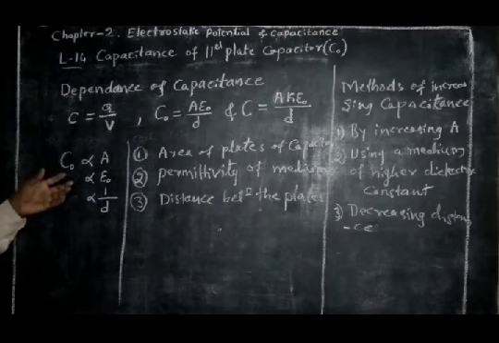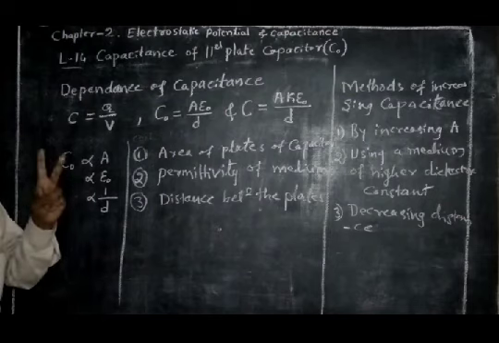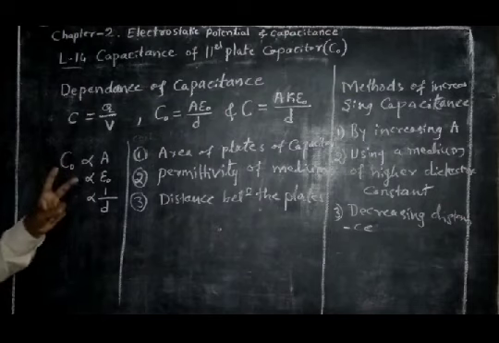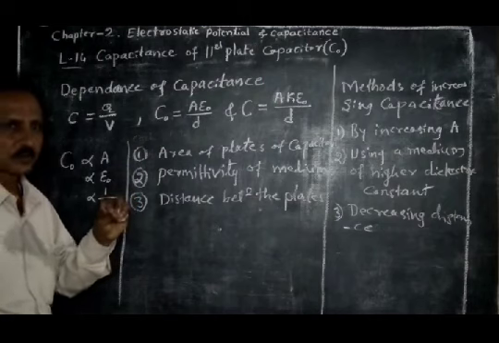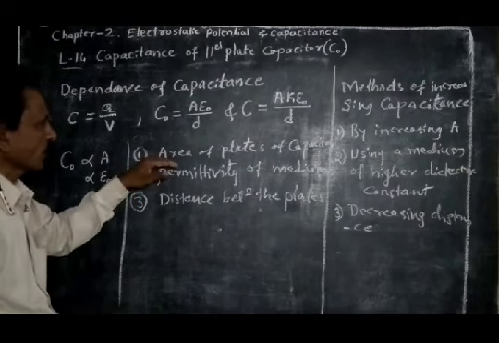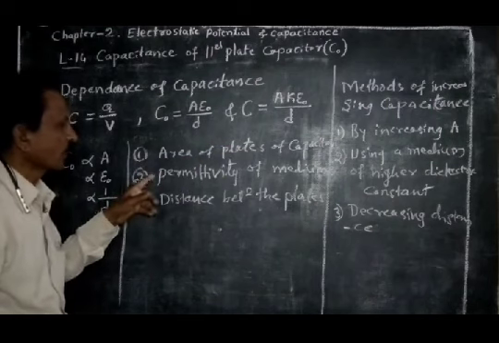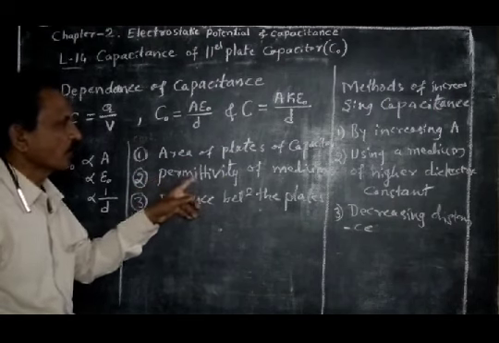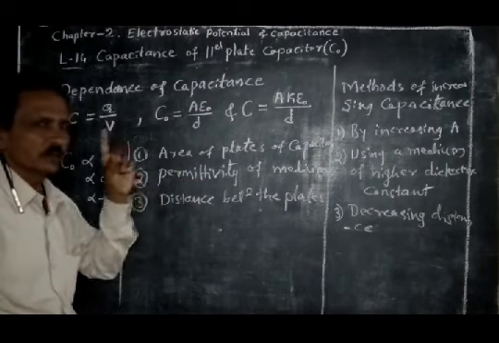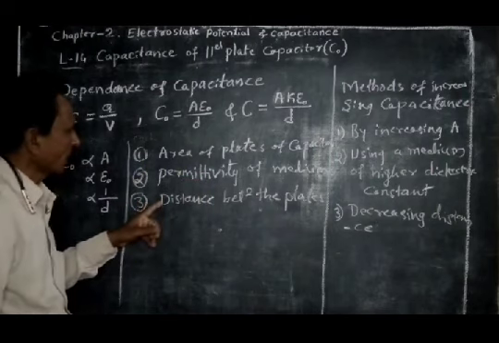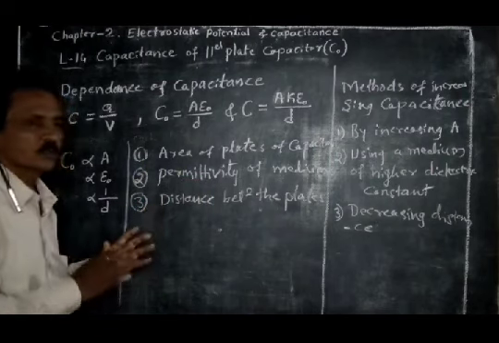Next, what are the factors? Next question for 2 marks. Mention the factors on which capacitance of a capacitor depends. Capacitance of a capacitor depends on area of plates of the capacitor. It depends on permittivity of medium between the plates, and it depends on the distance between the plates.